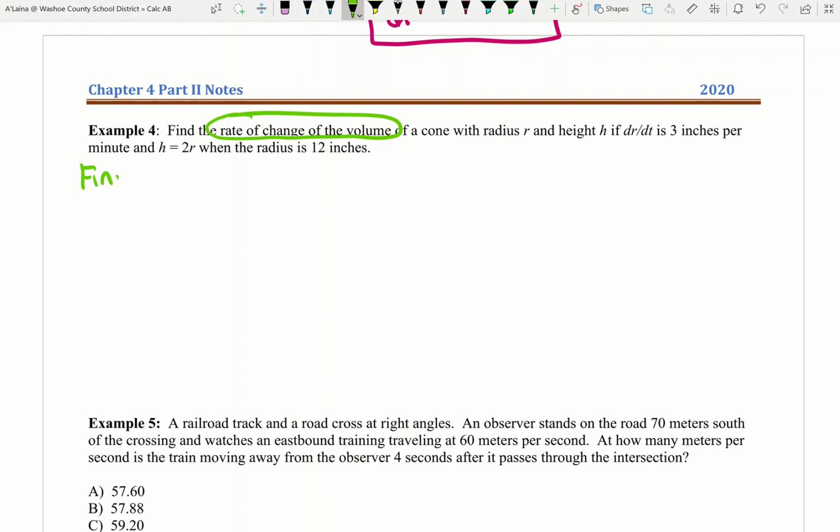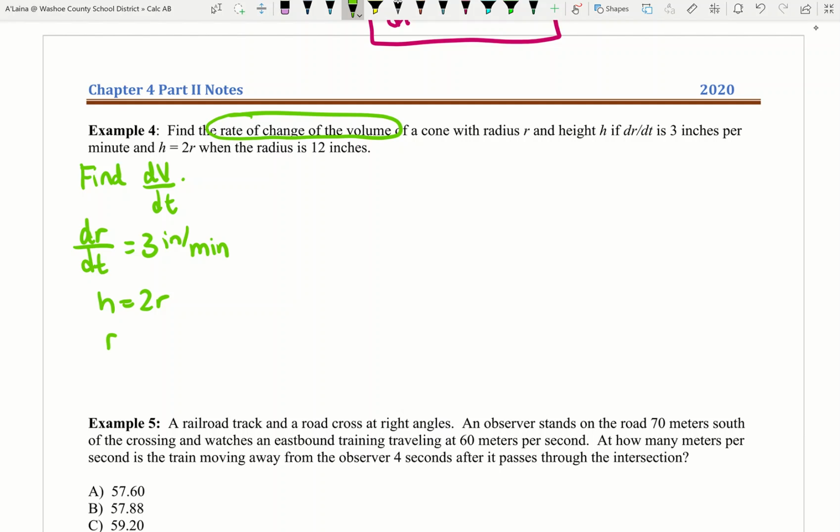All right, on this problem, we want to find the rate of change of the volume of a cone. Finding rate of change means the derivative of the volume with respect to time. The radius is r, the height is h. Okay, that's standard. dr over dt, the rate of change of the radius, is 3 inches per minute. That's going to have some helpful information about units here. And h is equal to 2r, which is kind of cool for this particular cone.